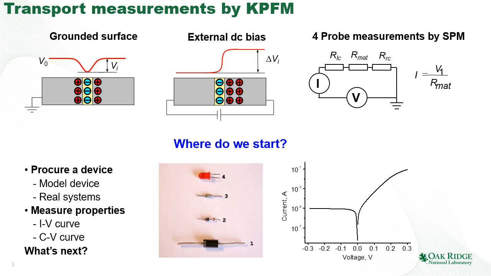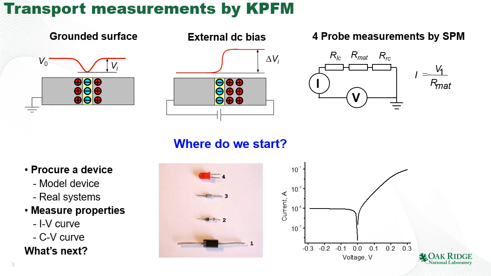But another way to use the KPFM is to study the active devices, where we apply a lateral bias across the device and then explore how the surface potentials evolve in response to the applied lateral bias. In this case, these measurements are equivalent to four probe resistance measurements, except that instead of the two fixed voltage electrodes, as in a normal four probe resistance measurement, we use the AFM tip as the mobile voltage electrode.